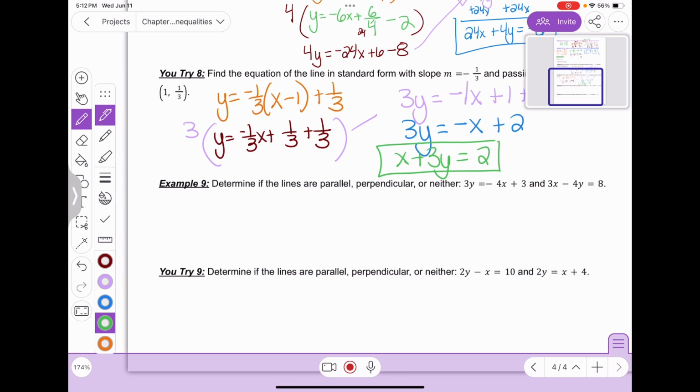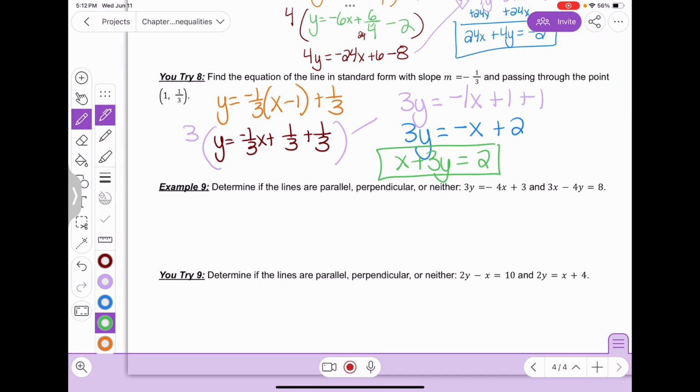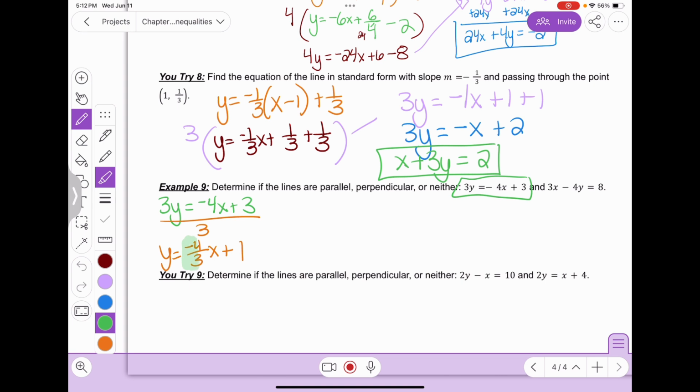All right. And then determine if the lines are parallel, perpendicular, or neither. So first we want to find the slope. So 3y equals negative 4x plus 3. So I'm going to turn it into slope-intercept form, divide everything by 3. So y equals negative 4/3 x plus 1. Slope of this line, negative 4/3.